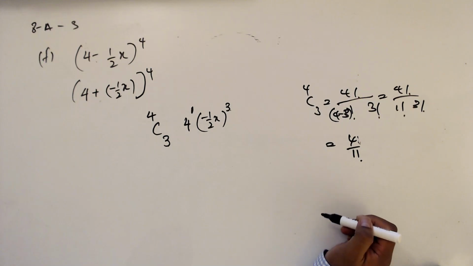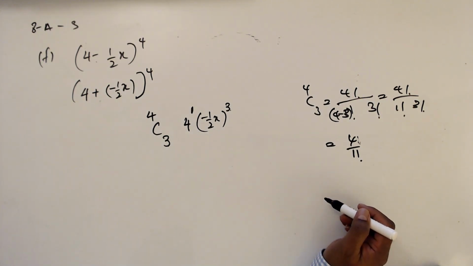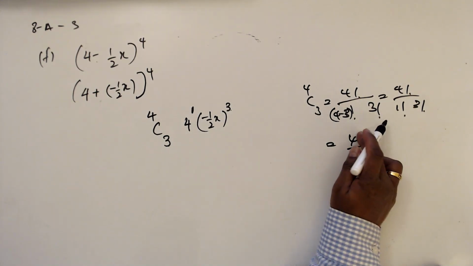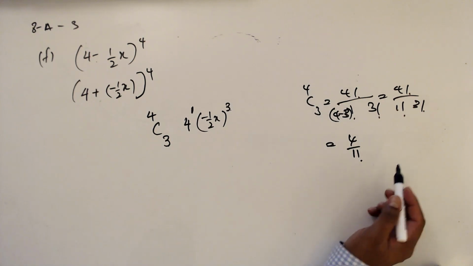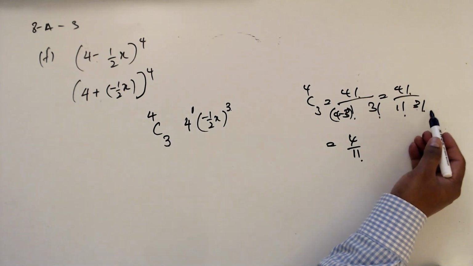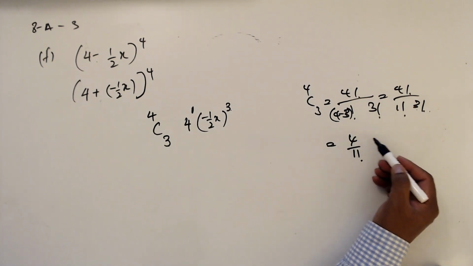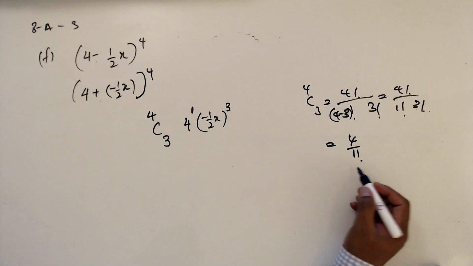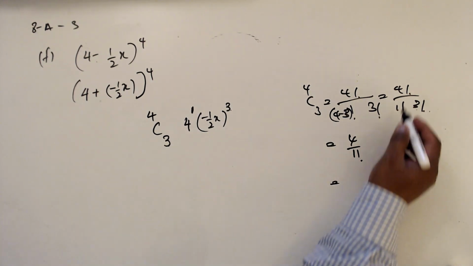4 over factorial 1, because this is not factorial. In the numerator, you can see the denominator factorial 3. This is 3, 2, 1. 4 also has a 3, 2, 1. So I'll show you the full working out.